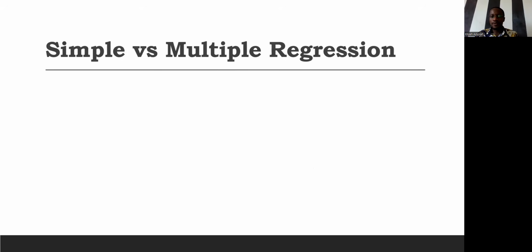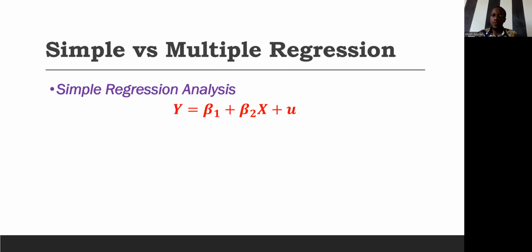So there are two types of regression models. We have simple versus multiple regression. Now, simple regression is where we are looking at the study of one dependent variable on only one independent variable. So for instance, we might be interested in looking at how consumption depends on income. So we are using income to predict consumption. So here we have only one independent variable. And so that is called a simple regression model.